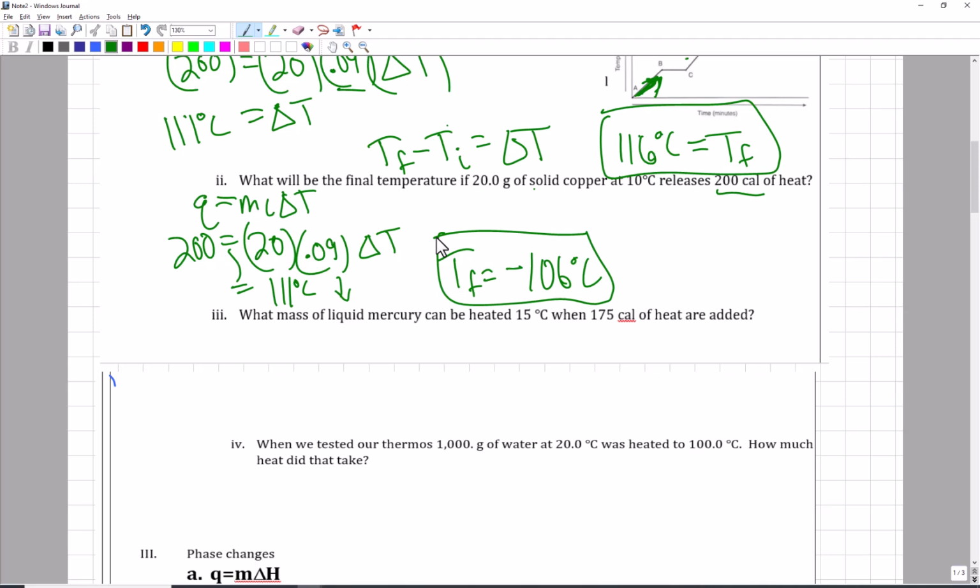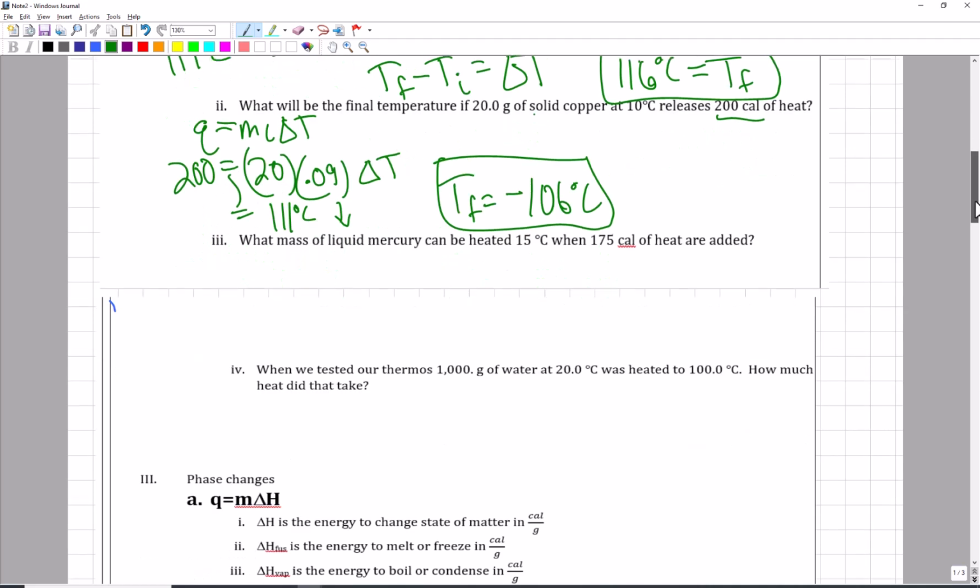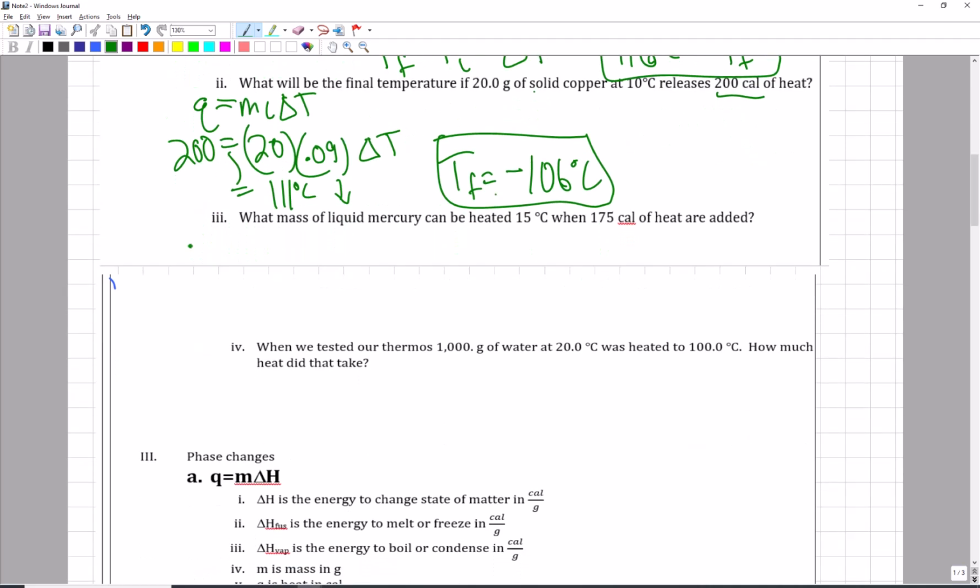Next one, what mass of liquid mercury can be heated 15 degrees Celsius when 175 calories of heat are added? Hey, that sounds like Q equals MC delta T to me. What mass? So I'm looking for M of liquid mercury. I'm going to have to look at my table. Can be heated 15 degrees. That's 15 degrees Celsius. When 175 calories, that's Q. 175 equals M. I need liquid mercury.